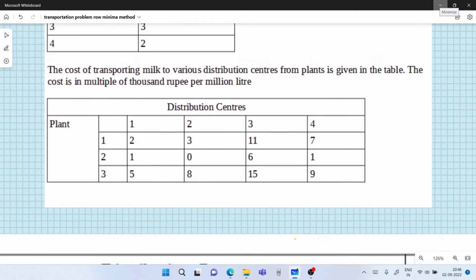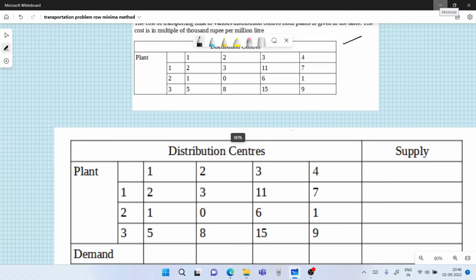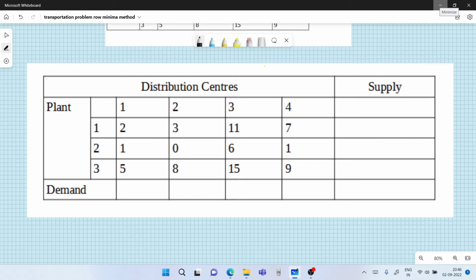So for the solution, what we do is we copy down this table and write it this way. So I have copied down the table, and to this table, on the right, I have introduced a column, and at the bottom, I have introduced a row. In the rightmost column, we write down the supplies from the plant, and in the bottommost row, we write down the demands at the distribution center. So let's do it now.